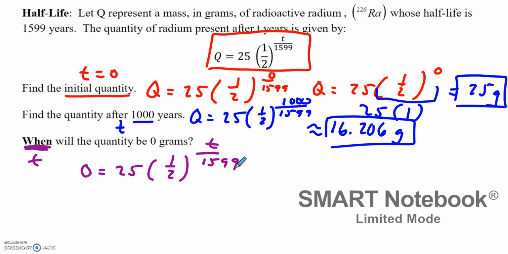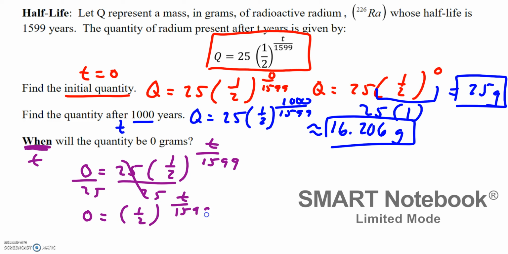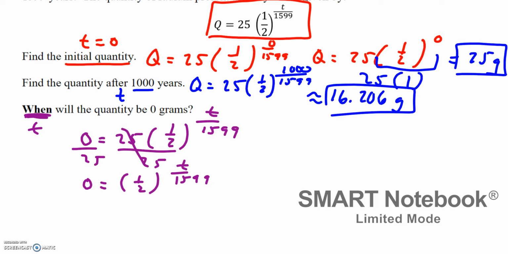Now, what's interesting about this problem is something that comes up later. First, though, if we're thinking about what we can do to move things around, this 25 is multiplying everything. So what I'm going to do is divide both sides by 25. So we have 0 equals 1/2 to the t over 1599. Now, what you will learn very soon is that the best way to solve this problem is actually by using logs or ln's. But at this point, we actually don't need to, because, again, of our knowledge of exponent rules.